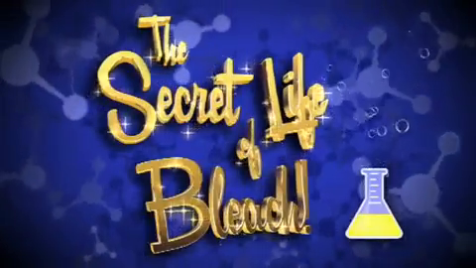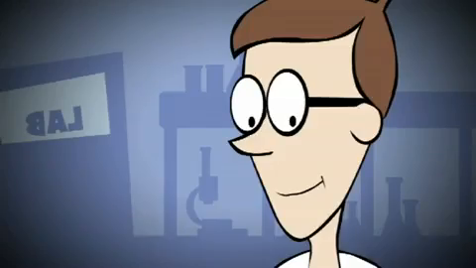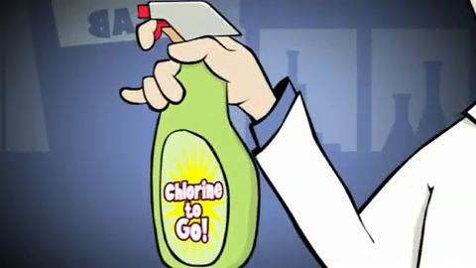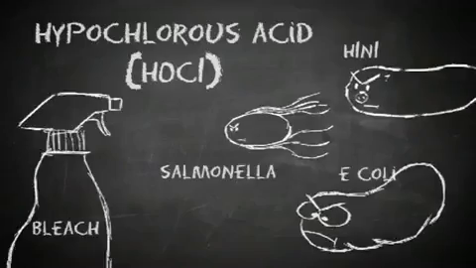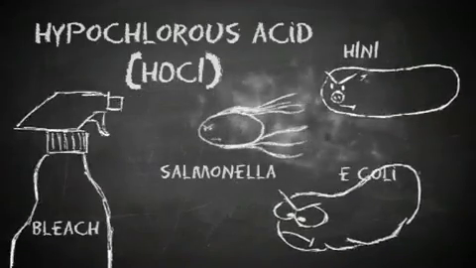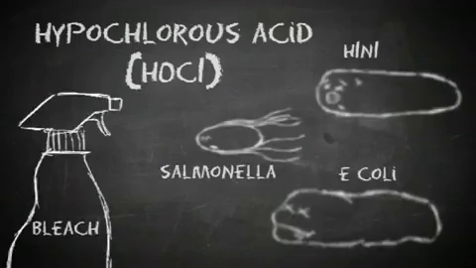The secret life of bleach. You know bleach as an all-purpose disinfectant, all the germ-busting power of chlorine in a handy container. Bleach unleashes a form of chlorine that is a major problem for germs like E. coli, salmonella, and flu viruses.